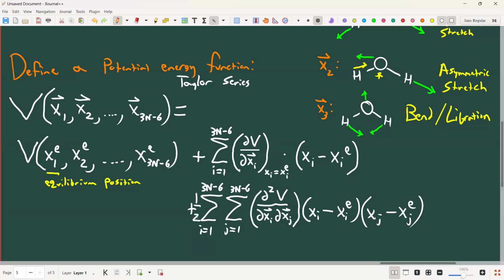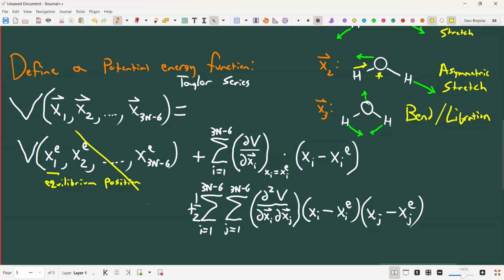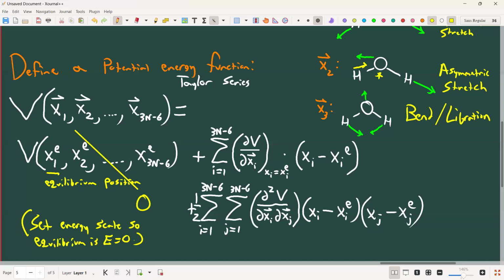Okay, so a lot of math, but we can simplify this very, very quickly. What we're going to assume is that the potential at equilibrium is 0. It's just some number, so we can just pretend it's 0. We can set the energy scale so that equilibrium is at 0 energy. So displacements are going to be a positive energy change relative to the minimum, which is 0.